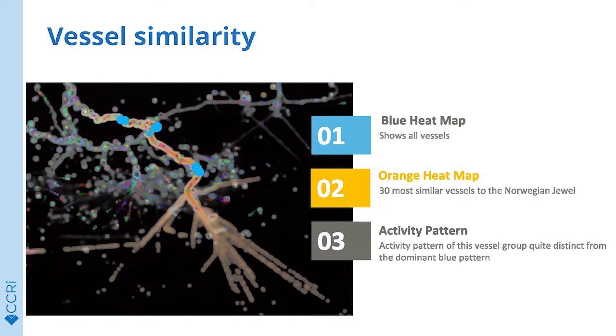And that is the orange heat map that you're looking at here. And so what we get by asking about one thing in Embedding Space is we get an entire activity pattern for a class of vessels. So this is a pretty powerful tool.